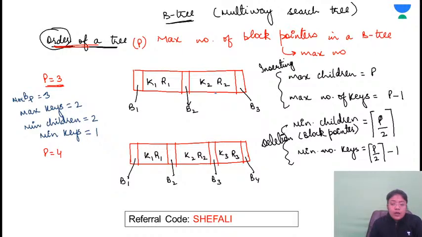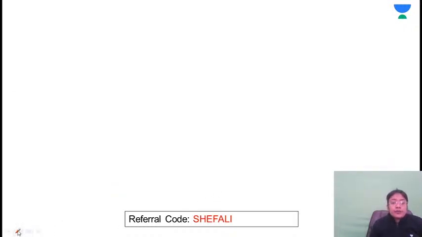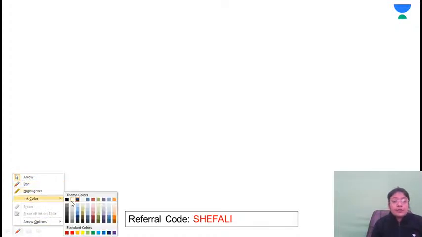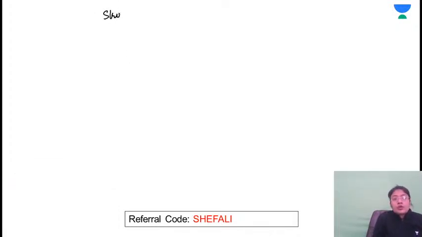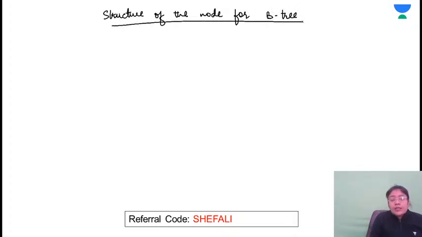Yes? Now, we have to determine the formula. So, we know that if the node is the internal node, consider the structure of the nodes for B tree and B plus tree. Understand this structure very carefully, because on the basis of this I'll be deriving the formulas which you people cram. So if the order of a tree is given as P.